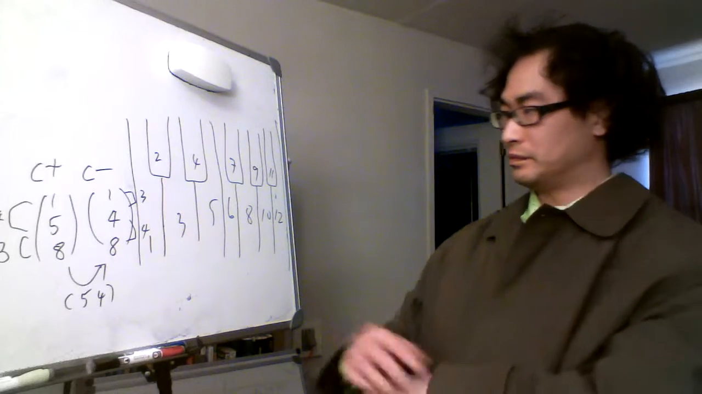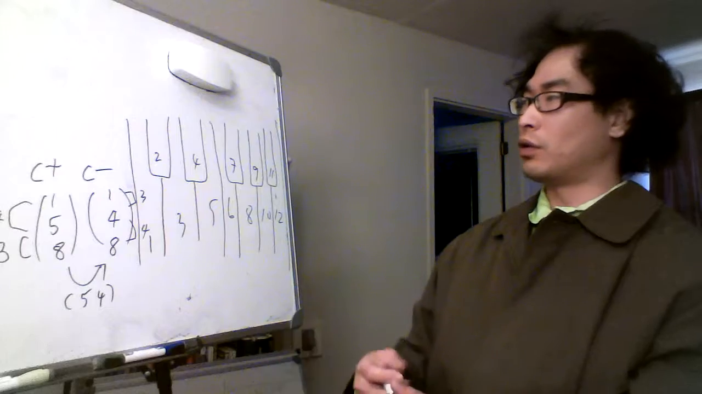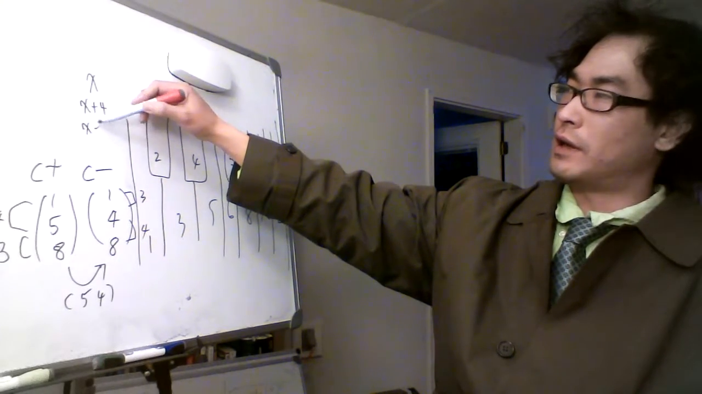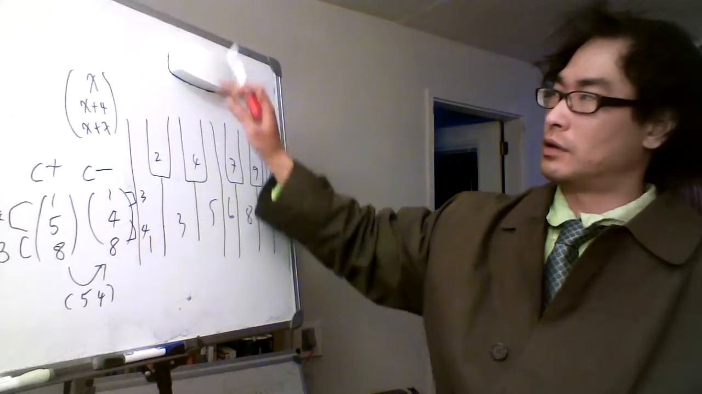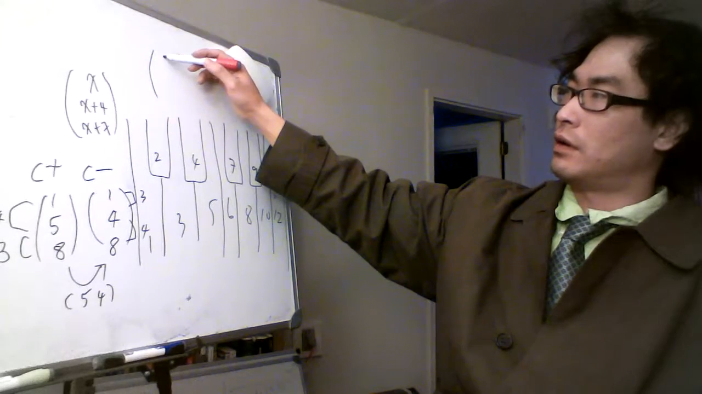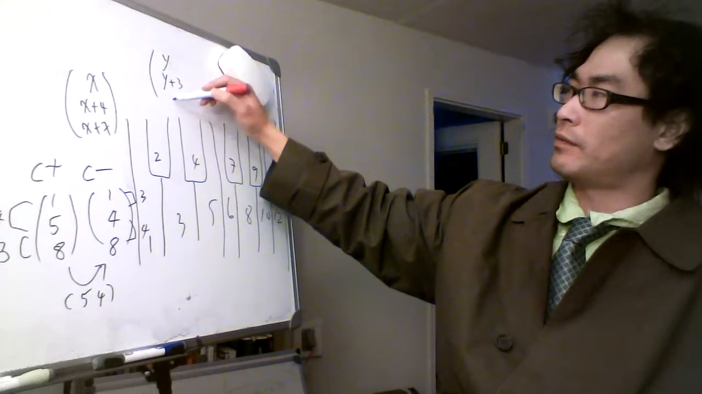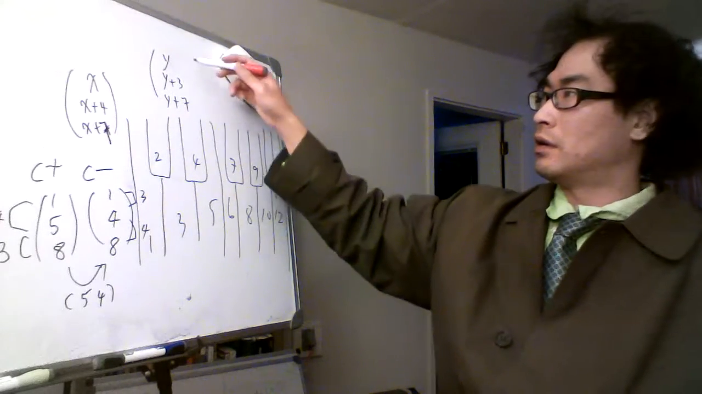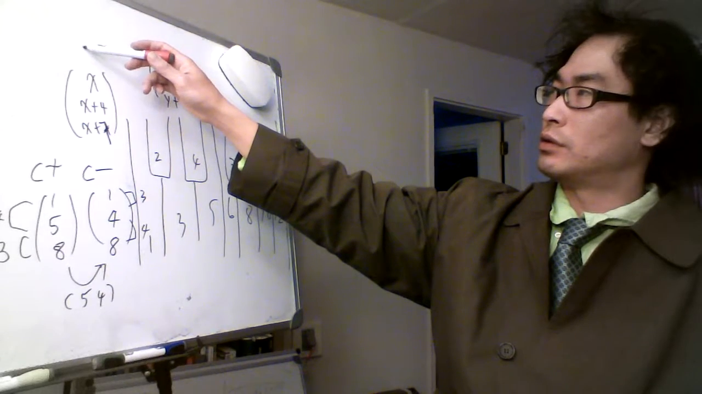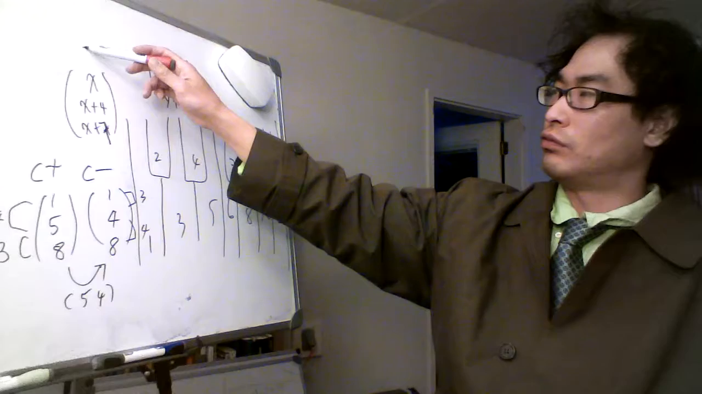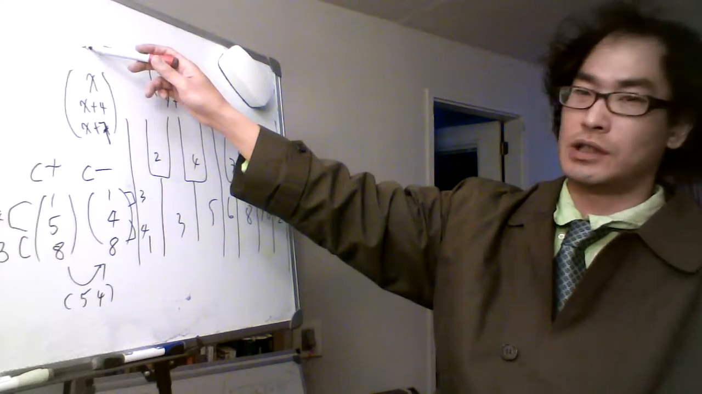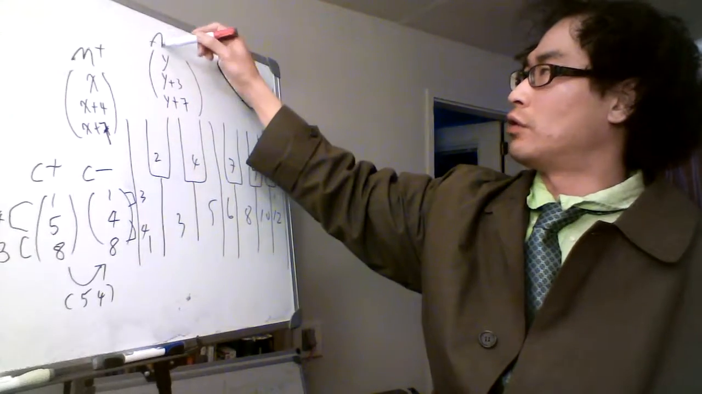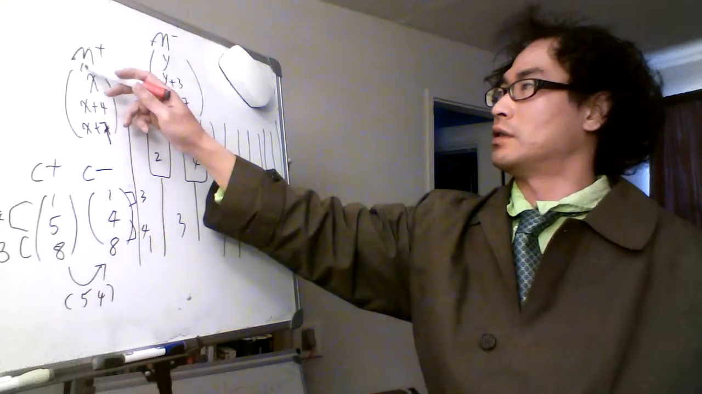A major chord is this: x, x plus 4, x plus 7. That's a major chord. A minor chord is this: y, y plus 3, y plus 7. Okay, this is 7. We just call it a chord. We call it a major chord, and we call it a minor chord. Okay, that's the definition.